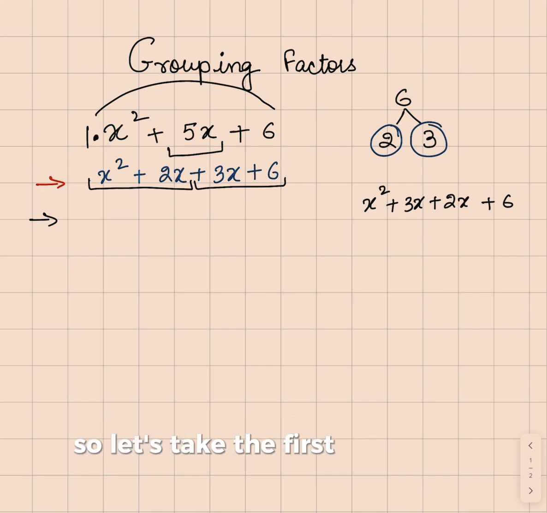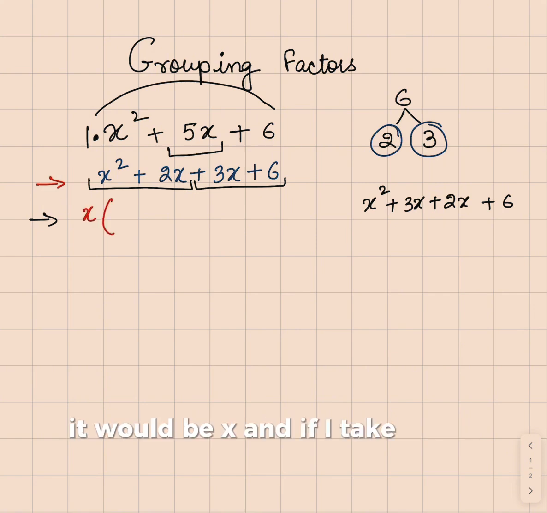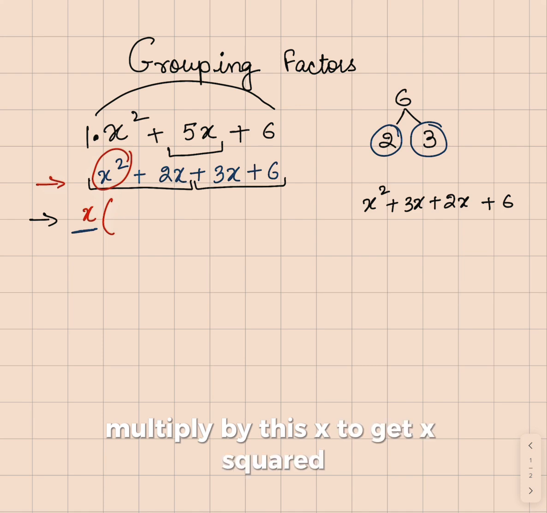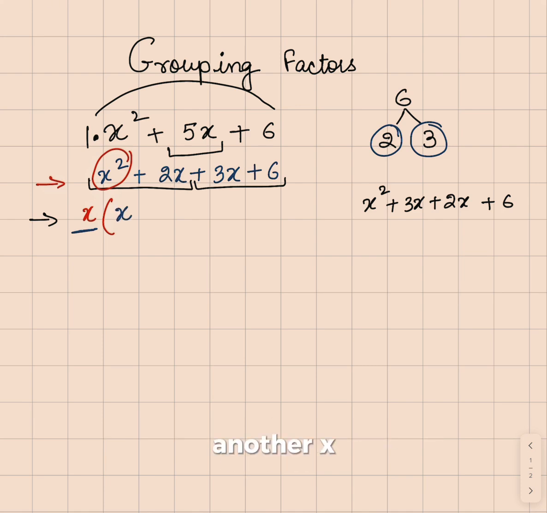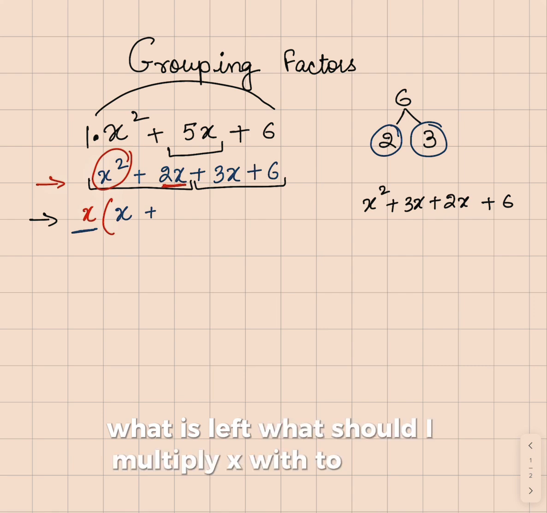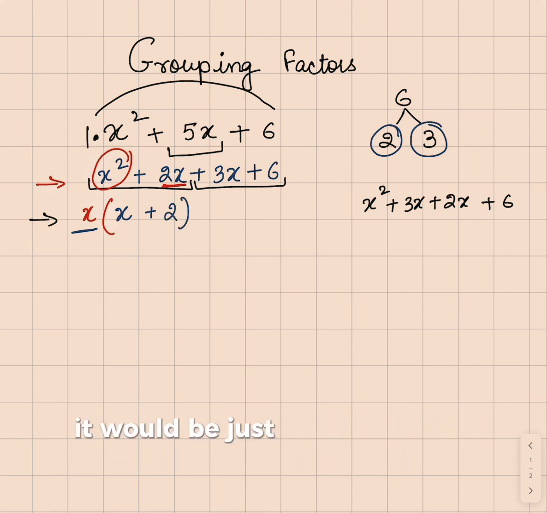So, let's take the first two terms. What is the GCF of your first two terms? It would be x. And if I take out x from my first term, what is left? So, what should be multiplied by this x to get x squared? Another x. Now let's look at the second term. If I take away x from the second term, what is left? What should I multiply x with to get 2x? It would be just 2.